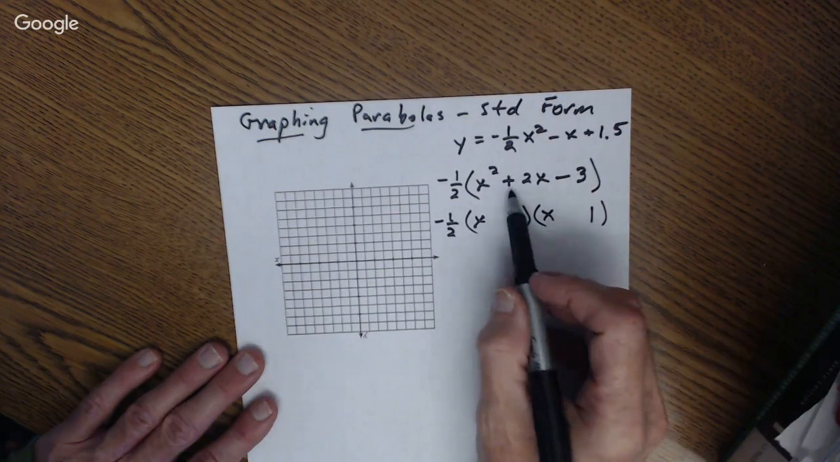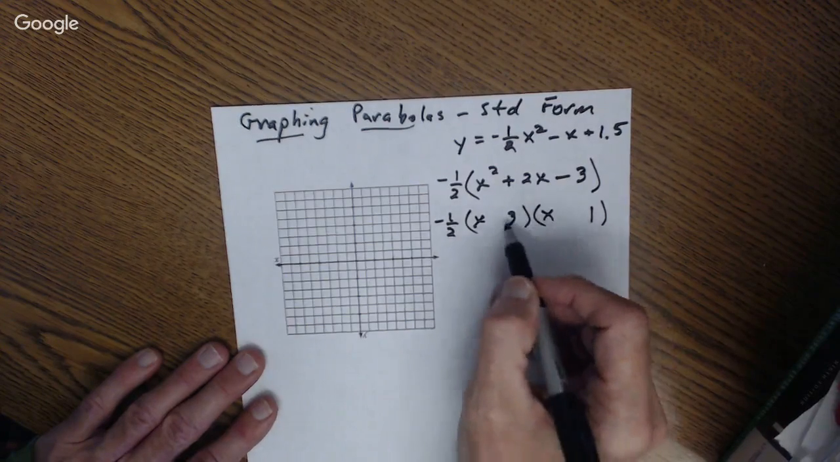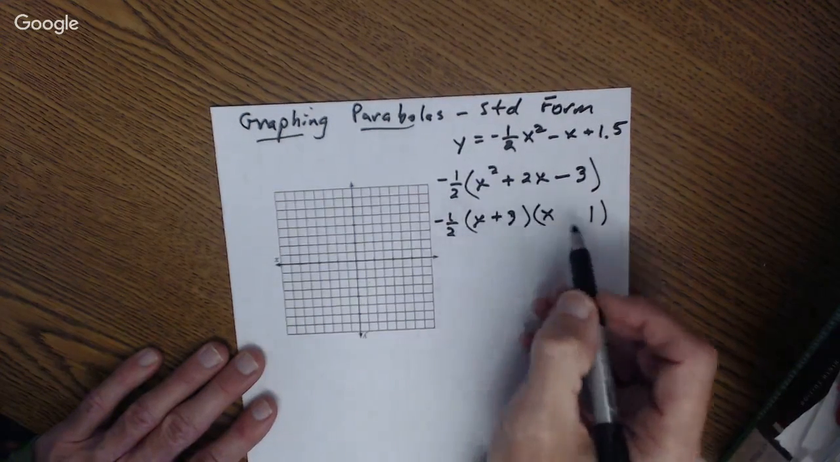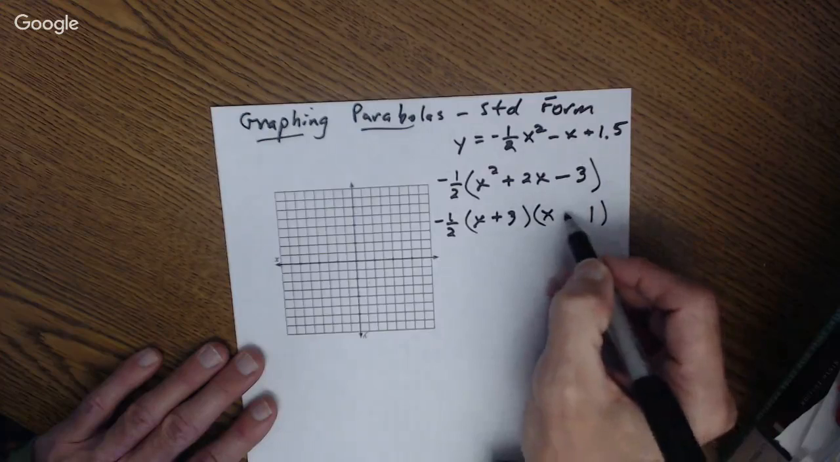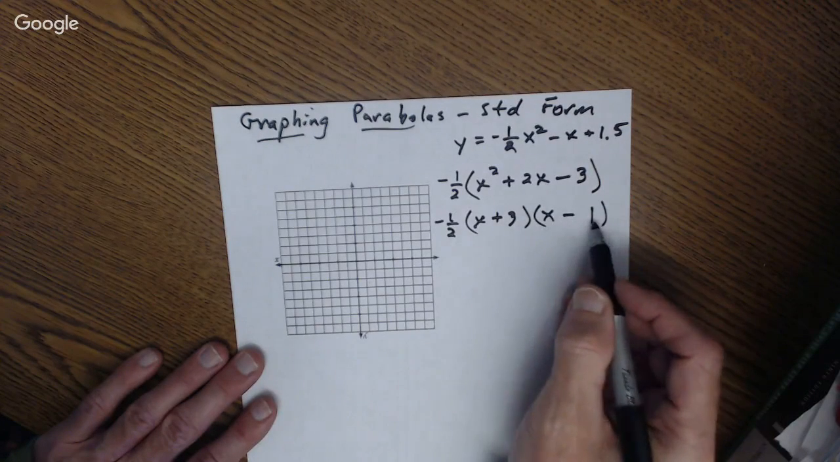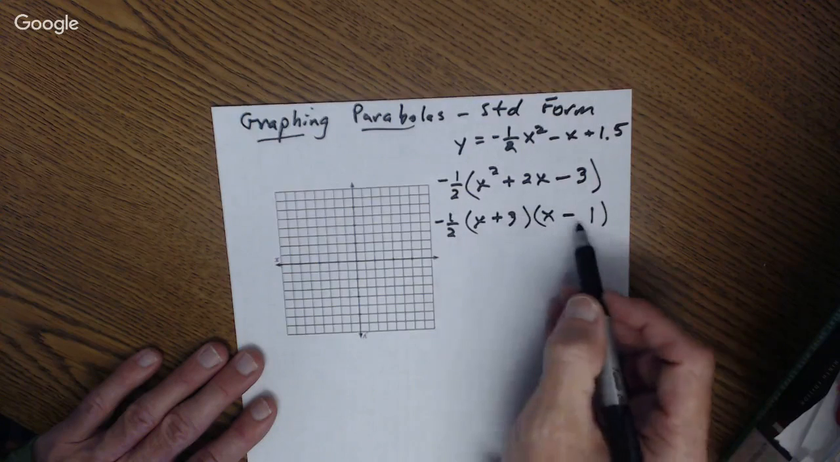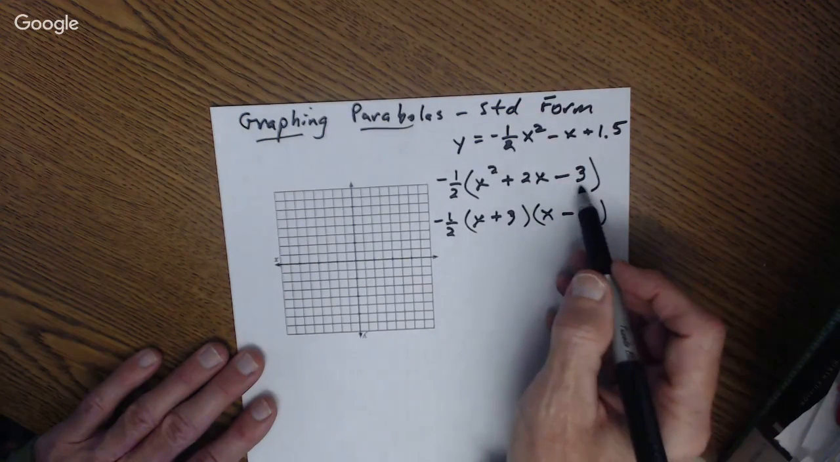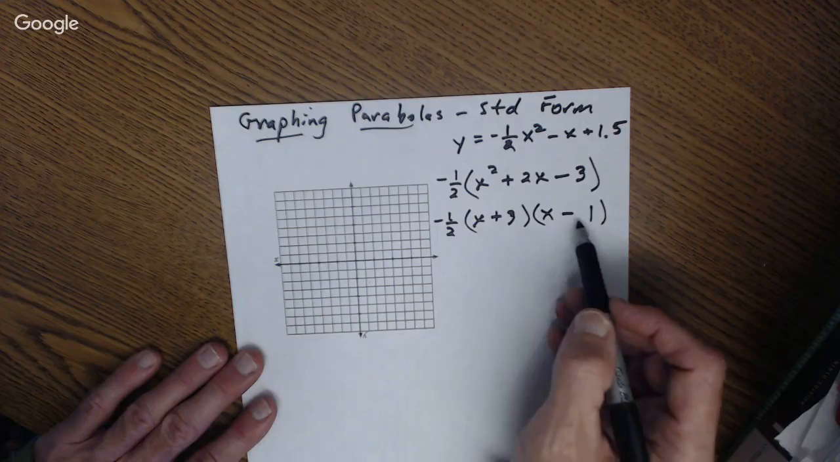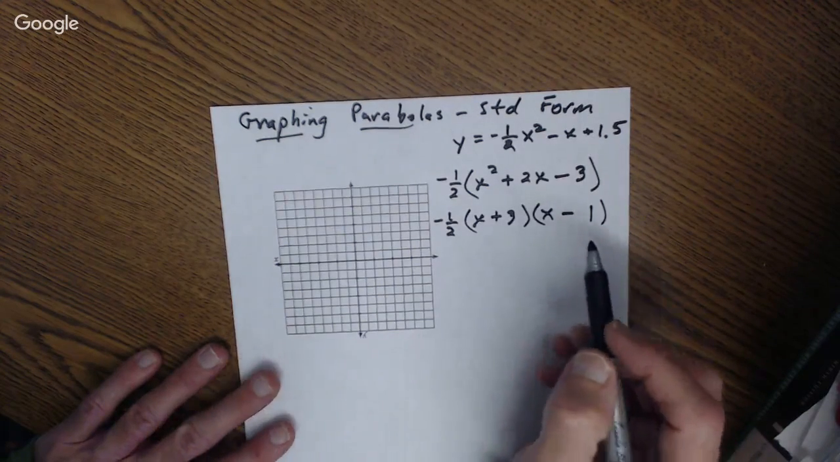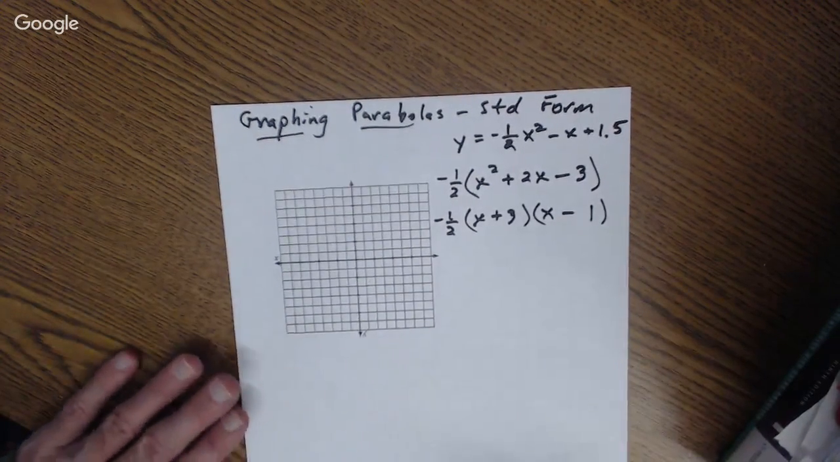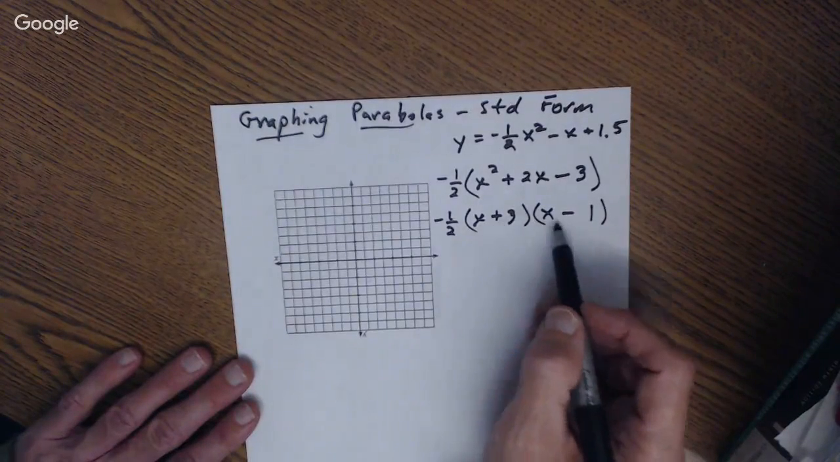And because it has to add to positive 2, the 3 is the one that has to be positive because 3 is bigger than 1. So if I have a positive 3 and a negative 1, that'll add to positive 2. Positive 3 times negative 1 multiplies to negative 3. Positive 3 plus negative 1 adds to positive 2. So those are the factors.